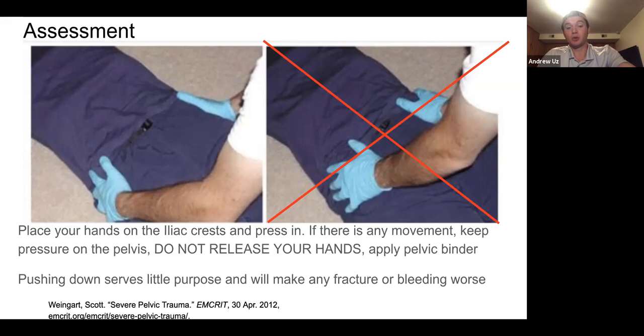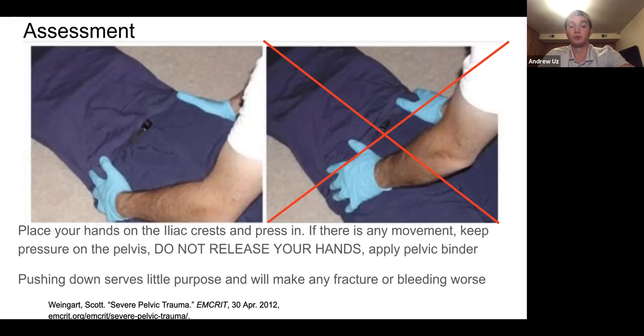So you're going to press inward and hold it there. And then you're going to keep holding until the pelvic binder's in place, if there is any movement. Most of us have been taught in EMT class that you push in and then you push down. The literature actually shows that it doesn't really serve any purpose if they do have an open book pelvic fracture or any kind of significant pelvic fracture.